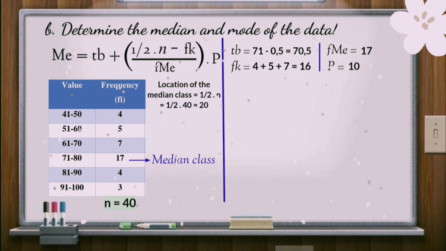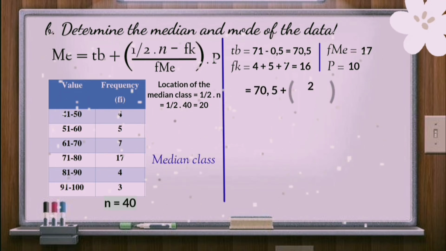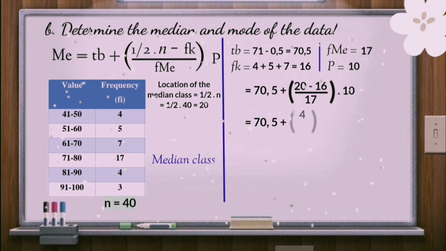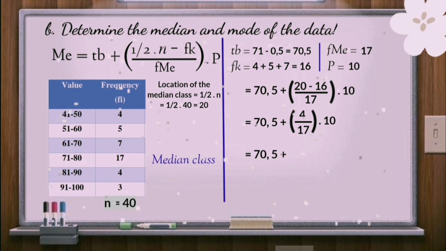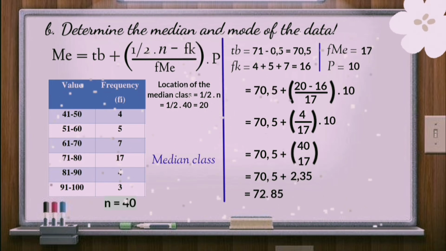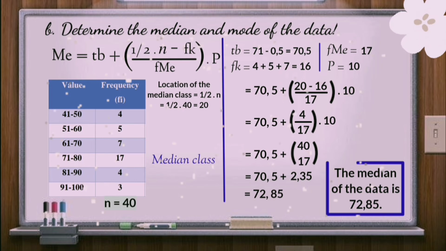After that, we substitute the numbers into the formula. The TB is 70.5 plus 20 minus 16 divided by 17 times 10. Then 70.5 plus 4 over 17 times 10 equals 70.5 plus 40 over 17. Then we get 70.5 plus 2.35 equals 72.85. Then the median is 72.85.